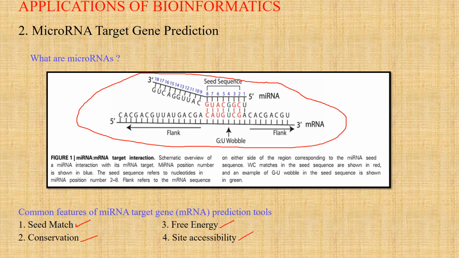Okay, and one thing we'll notice: when the microRNA is binding to the messenger RNA, it usually binds to the 3' untranslated region of the messenger RNA. Although you might have some binding that takes place in the coding sequence, and some binding that takes place in the 5' untranslated region, mostly this binding takes place at the 3' untranslated region of the messenger RNAs.